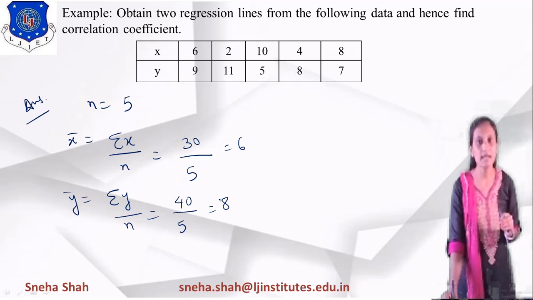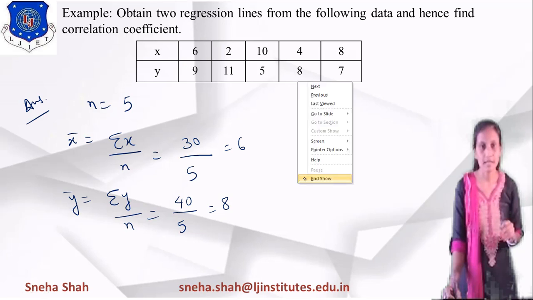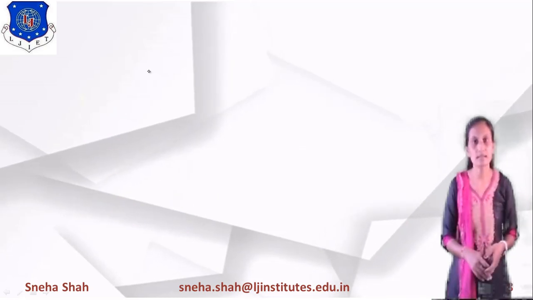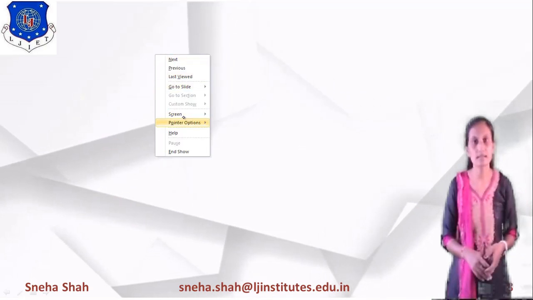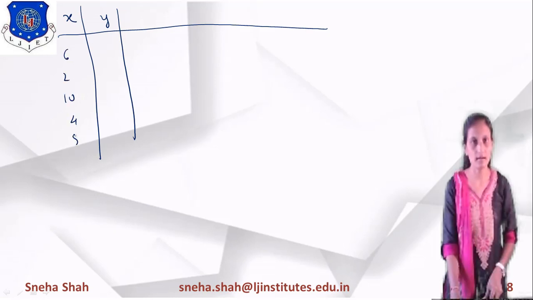Now we will put all these values in the equation of regression. But before that, I am representing this table in column form. If I represent it in the form of columns, it will look like this. X and y are already given to you. What is the value of x? X is given to you as 6, 2, 10, 4 and 8, right?